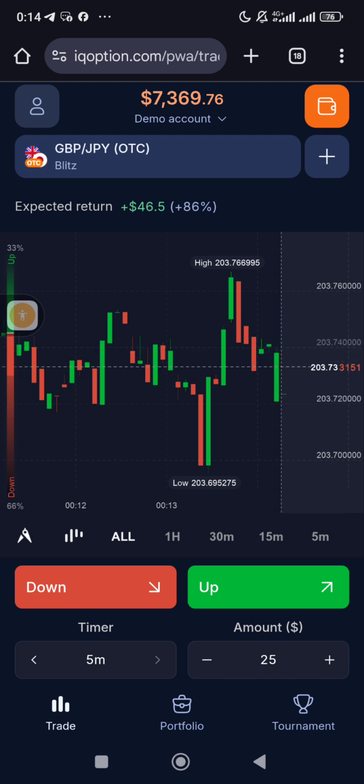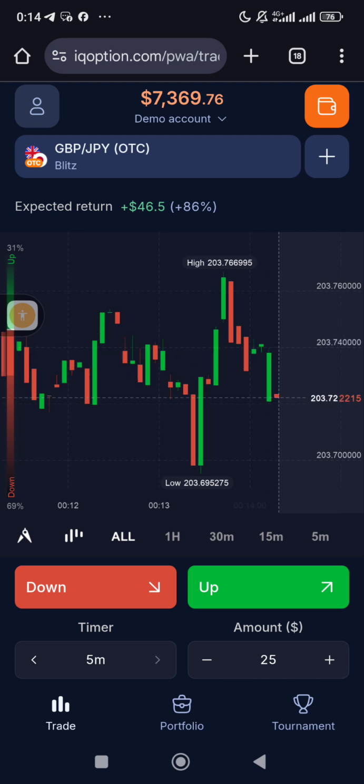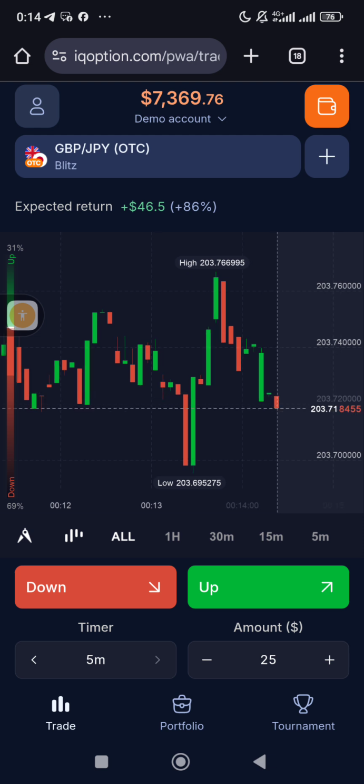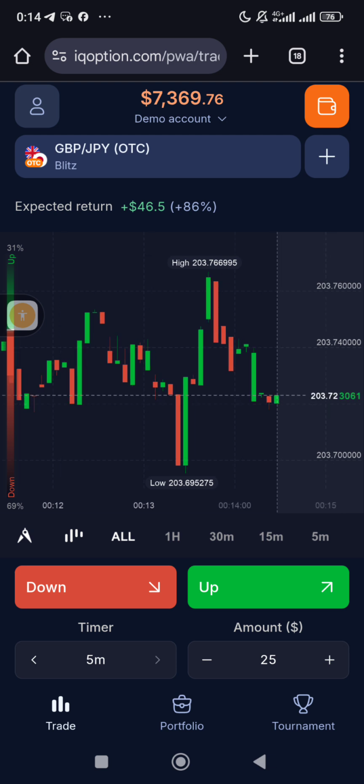Then if it's a buy, you click on green. If it's a sell, you click on down. So if it's a buy, click on up. If it's a sell, click on down. So when you click on it, it will move in the direction the signal has instructed.